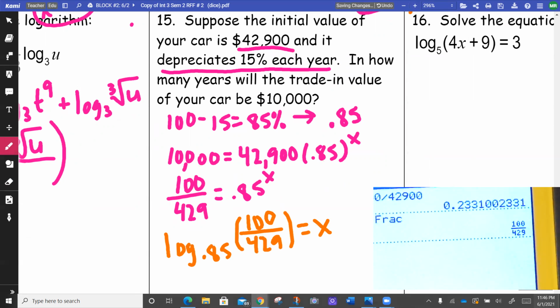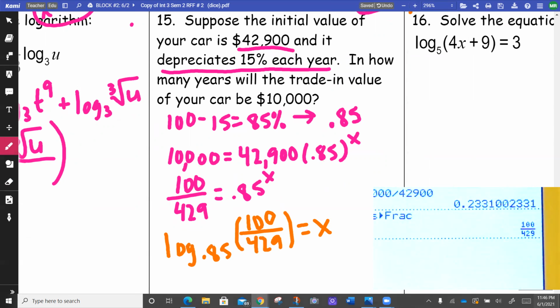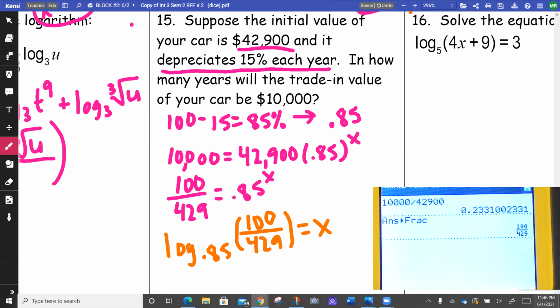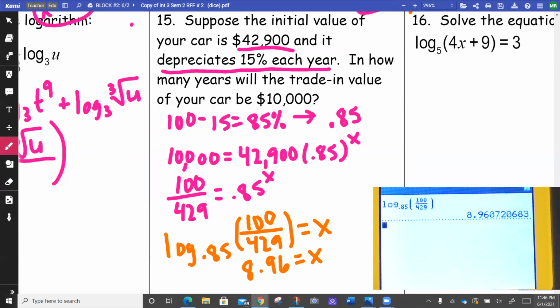I'm going to put that in my calculator. Okay, so let me get my log. Oops, did that today. My log of 0.85, and then this is going to be 100 over 429, and I end up with 8.96 years.